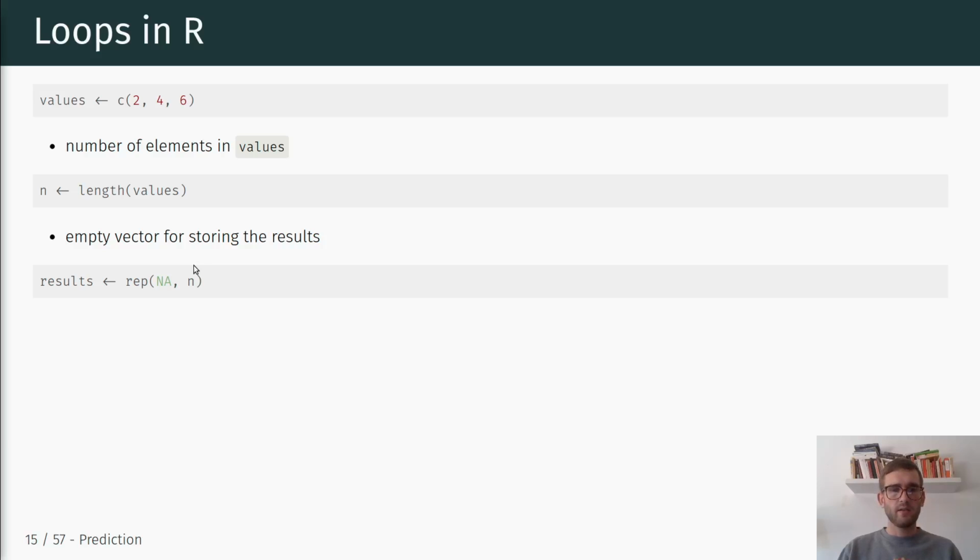Then, that's another important thing in loops. The first thing we want to do before we start the loop is create an empty vector that stores the results, right? So before we start writing the loop, we want to create a container where we will later save all the results for each iteration in the loop. Here we're creating a vector of NA, so missing values, that is of length n. So it has the same length as the number of values in our values vector, because ultimately we'll save something in there for each iteration that we go through.